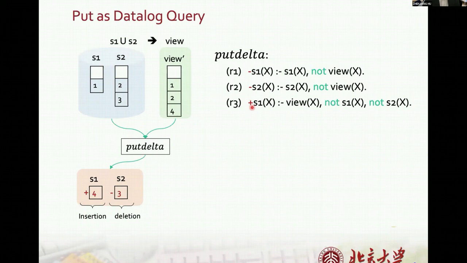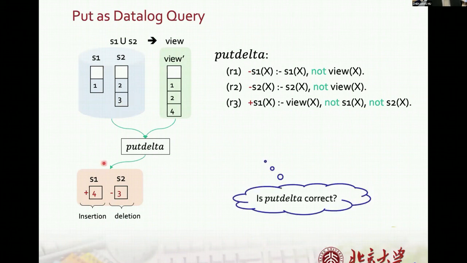I add to S1 what exists in the view but does not exist in the S1 table and S2 table. Okay. Certainly you could say, oh, I could also add to S2, because the union is fine. Or I don't add to S1, I just add to S2. This is all okay. This shows that for one get, there are many kinds of put, and all these intentions should be described. So for this example, we get this result.